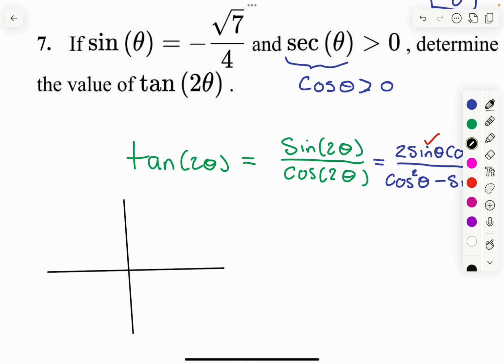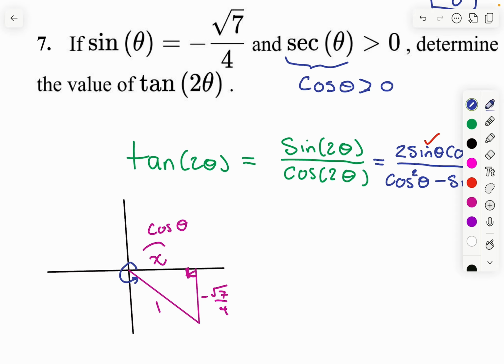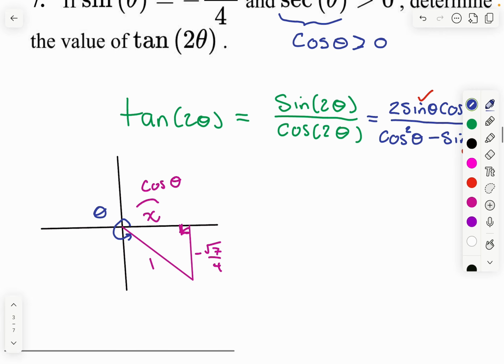So if I draw that, sine is negative and cosine's positive. That happens in quadrant 4, so I must be in quadrant 4. So I'm going to draw an angle in quadrant 4, and I guess we can use the unit circle definition. So sine is negative root 7 over 4, and then this here is going to be what cosine of theta is. Okay, we can imagine theta was this angle. So I just got to solve for x.